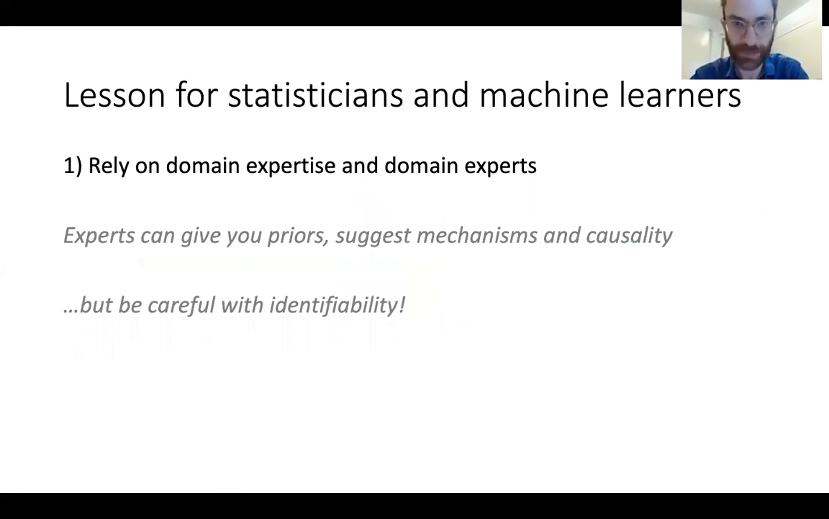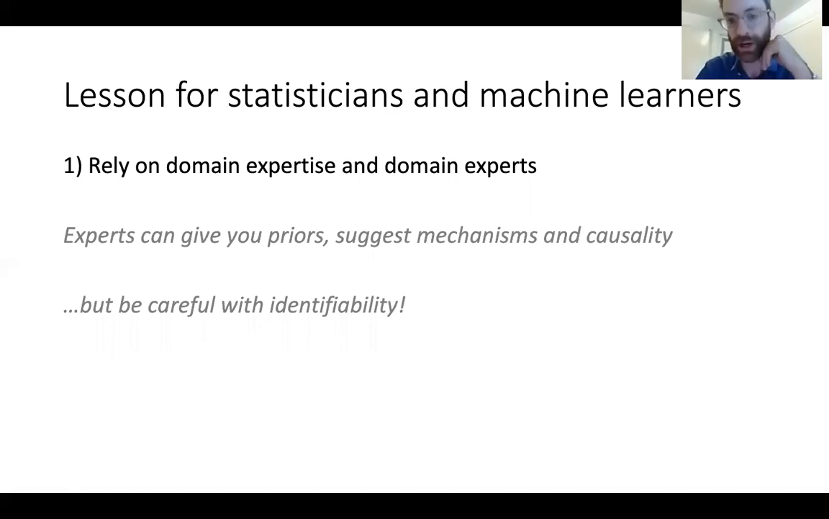So that's lesson number 1. Rely on domain expertise and domain experts. Experts can give you priors, they can suggest mechanisms, they can tell you about causality, but they don't know about your model, right? That's up to you. So they can't tell you, oh, your model is going to be able to identify this, or it isn't. They're not used to thinking about that necessarily. And so you got to be careful.